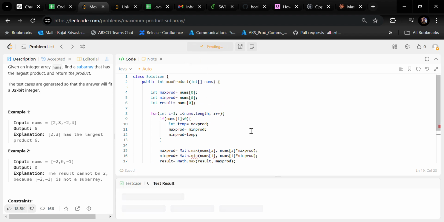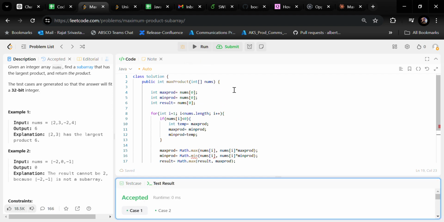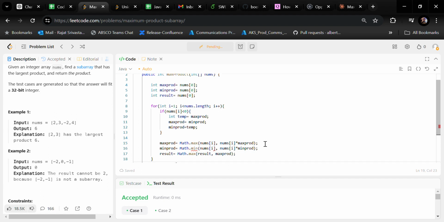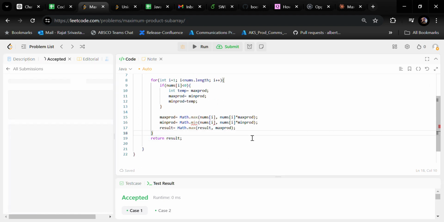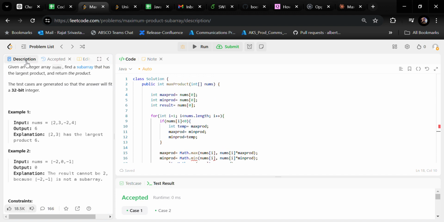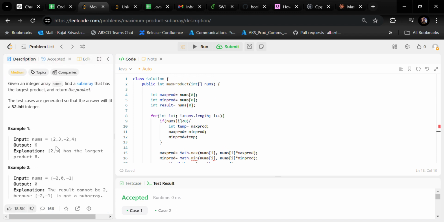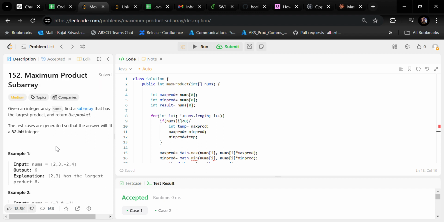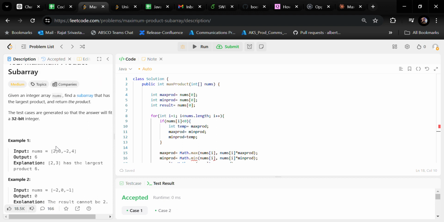Let's run this problem. Okay, so the thing here is pretty simple. I was wondering in which real-life scenarios this problem is used, that is stock market analysis to return the compound interest.